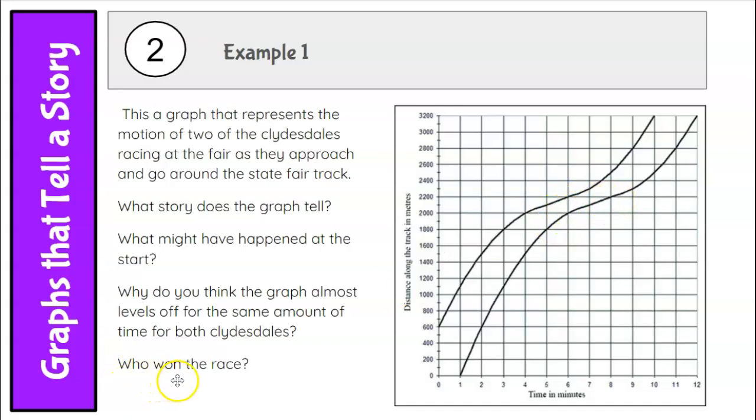And then the last question, who won the race? So we're making the assumption that the race is 3,200 meters long. Who won the race? Well, the first Clydesdale, this Clydesdale here on the top, finished it in 10 minutes, and this one finished it in 12 minutes. So this Clydesdale would have won this race.